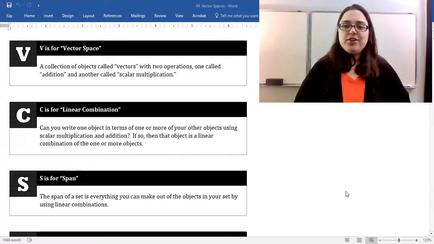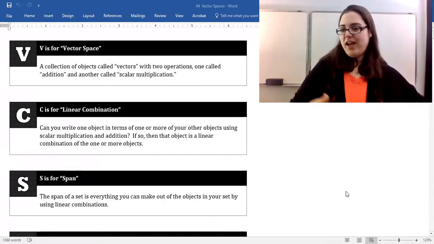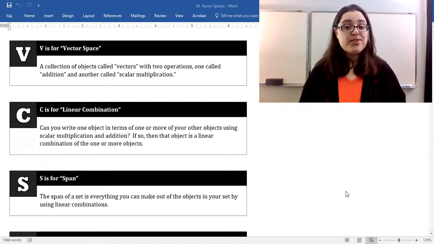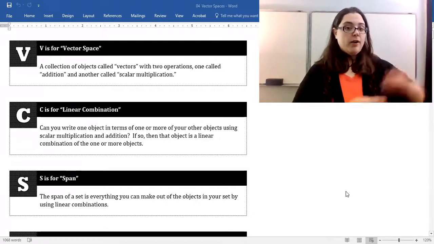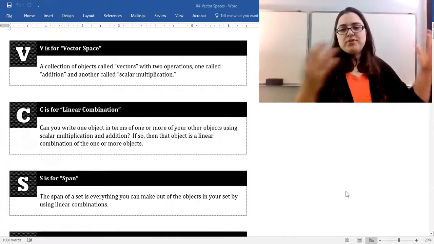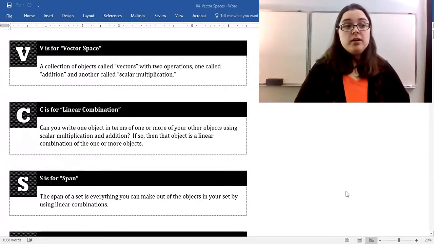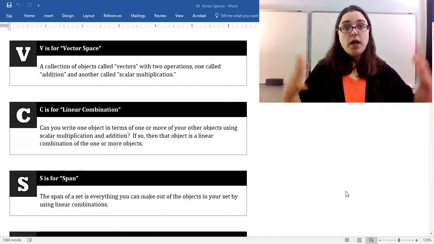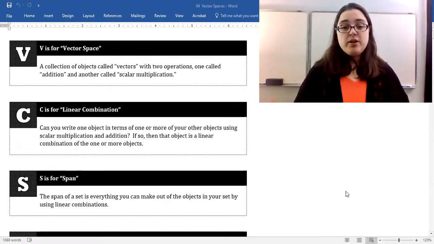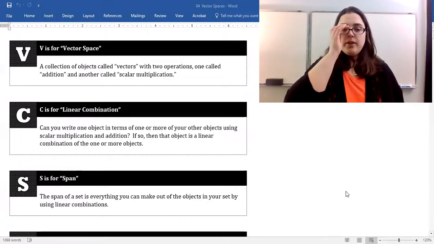Now, vectors needn't be what you know vectors to be from calculus. We don't need to have that i, j, k stuff going on, because our vectors don't necessarily have to be arrows in three-dimensional space. They could be matrices. They could be differentiable functions. They could be really any type of object, as long as it meets particular criteria.